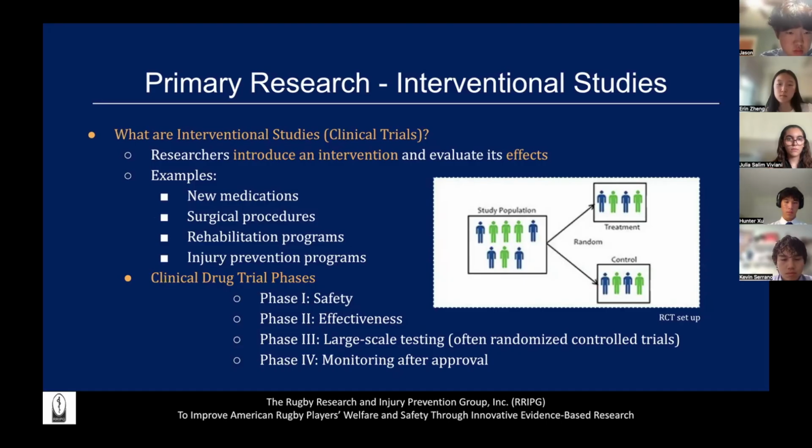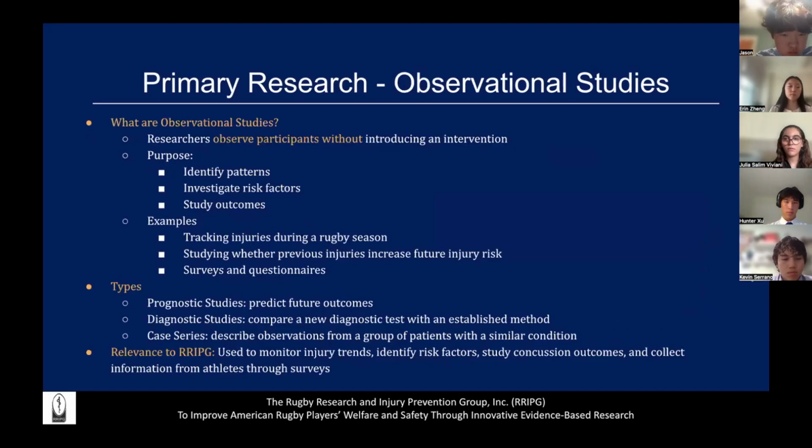This image here on the right shows how randomized controlled trials are set up. What is done here is that participants are randomly assigned to either the intervention group or the control group, and then the researchers compare outcomes between the two groups to determine the effect of the intervention.